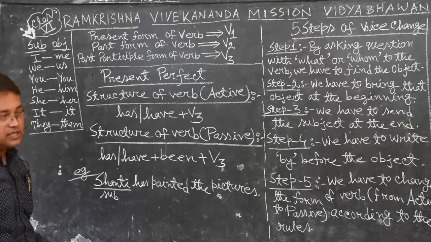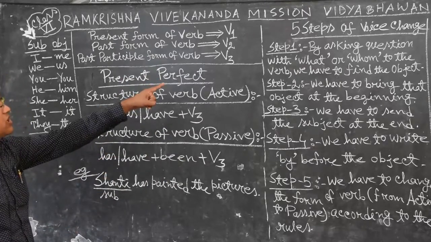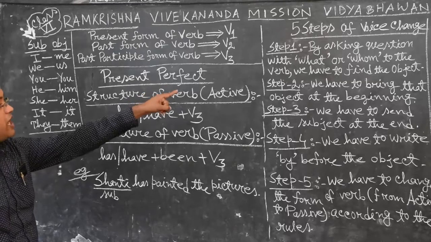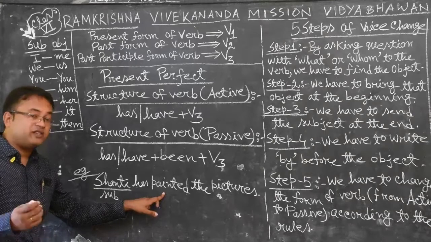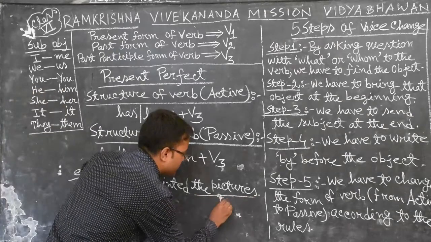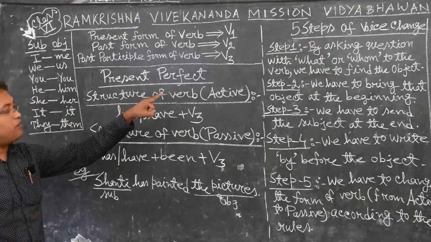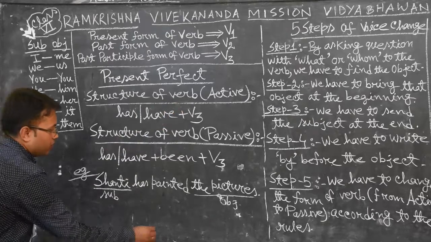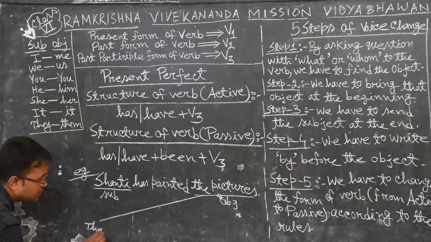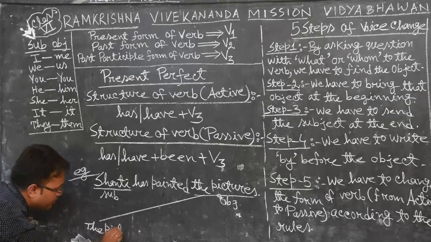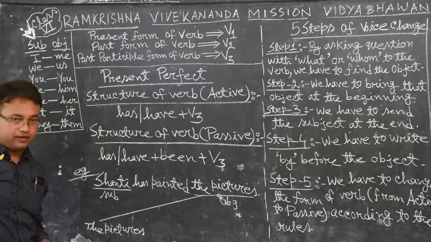Now I will do this voice change according to the steps. Step 1. By asking question with what or whom to the verb, we have to find the object. Shanti has painted what? The pictures. So it is object. Step 2. We have to bring that object at the beginning. So I will write the pictures at the beginning.